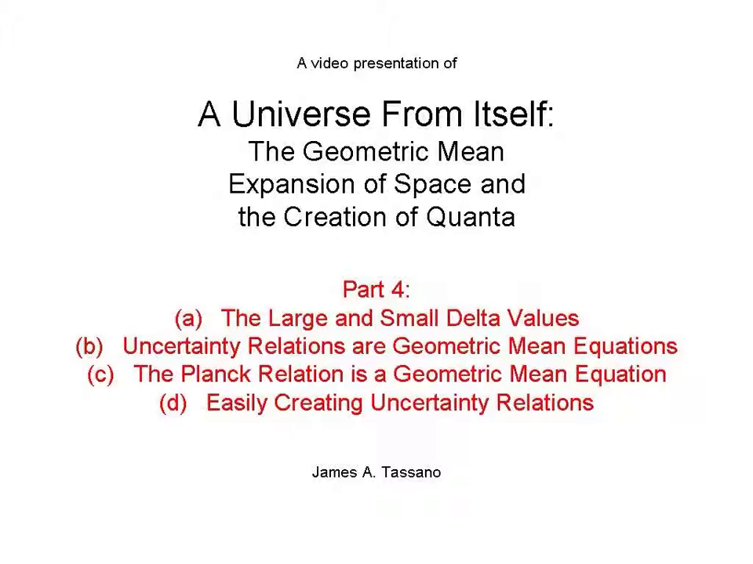In this part we're going to look at the large and small delta values, show that uncertainty relations are geometric mean equations, show the Planck relation is a geometric mean equation, and show how to easily create uncertainty relations. Let's start with the large and small delta values.